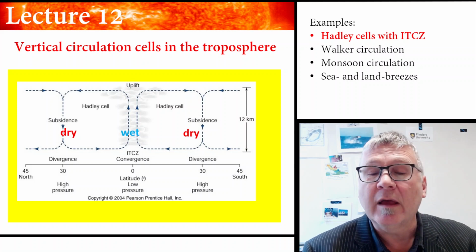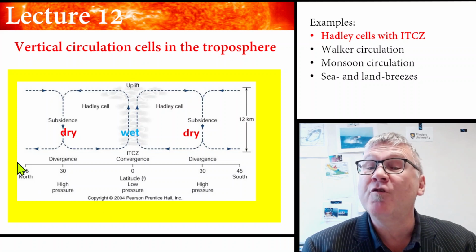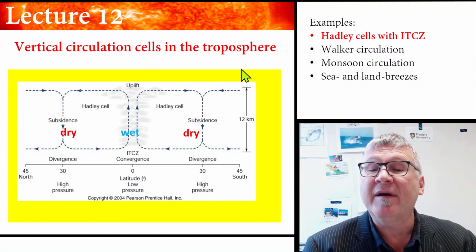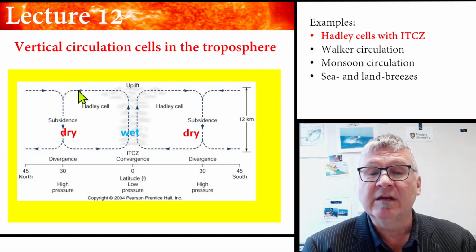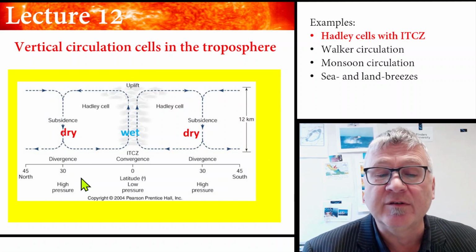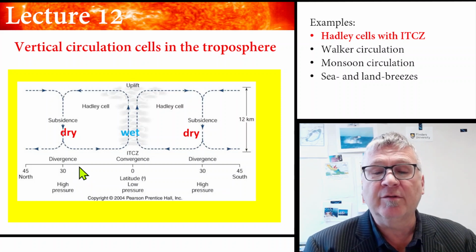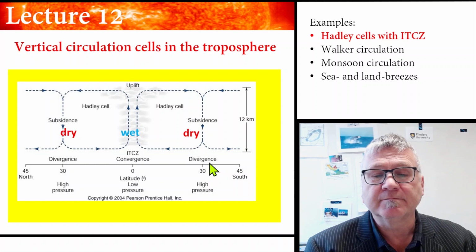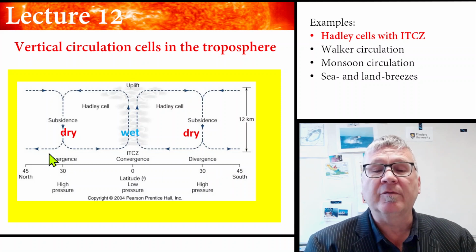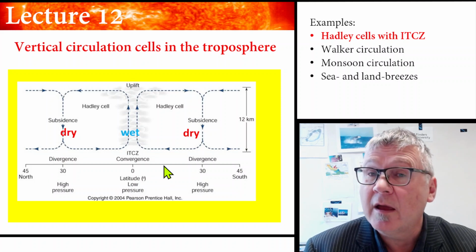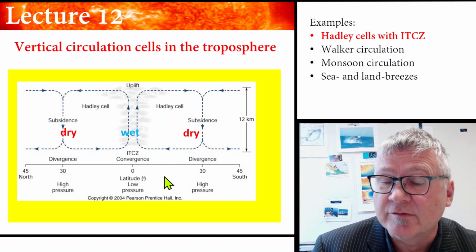Here we go, Hadley cells shown in a sketch. This shows you the vertical movement pattern, also horizontal movement patterns in these Hadley cells. We're talking about a region from 30 degrees north to 30 degrees south. That is what we're talking about. Driven by rising air masses in the intertropical convergence zone.